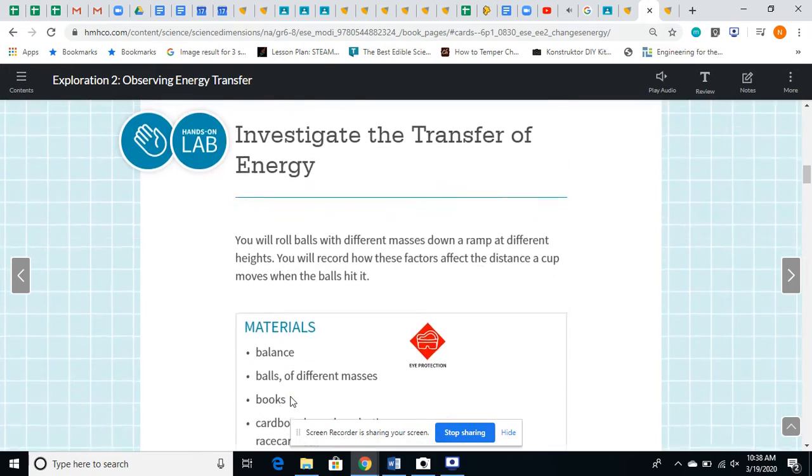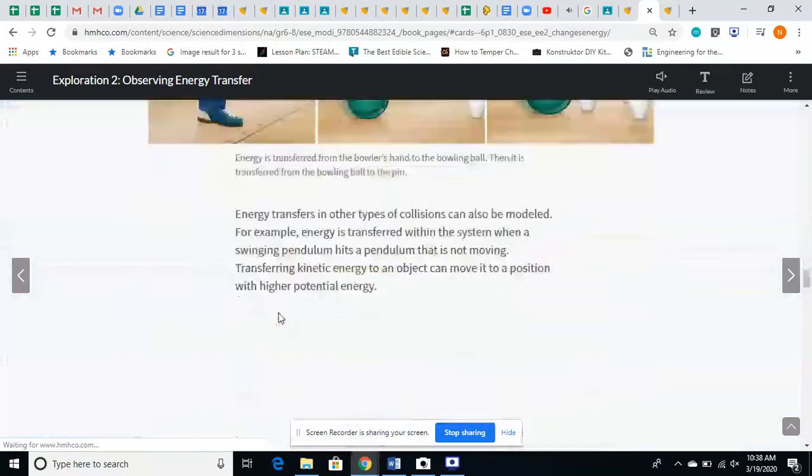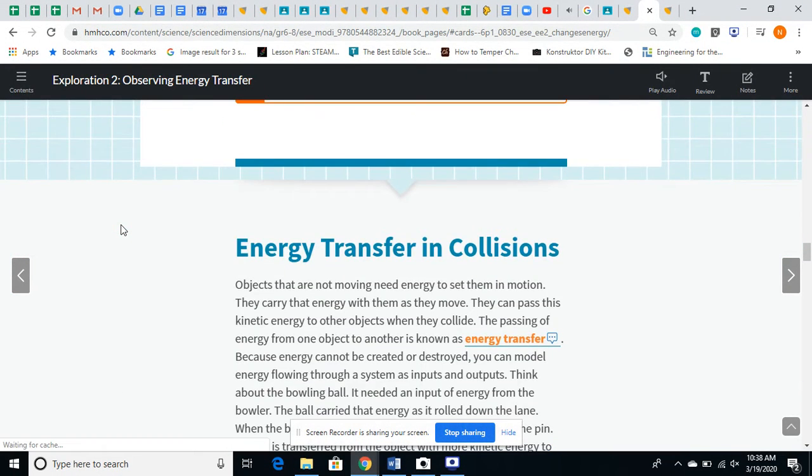This hands-on activity, we're going to try one of these eventually. Today is not that day, so we're going to skip over it. Anytime you see this grid, don't worry about it.